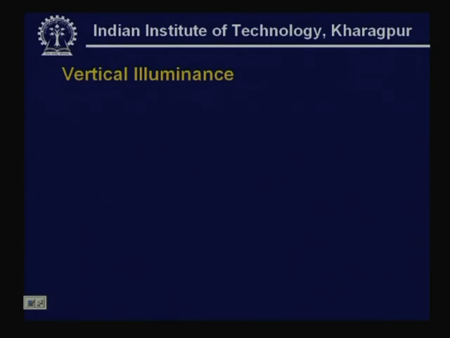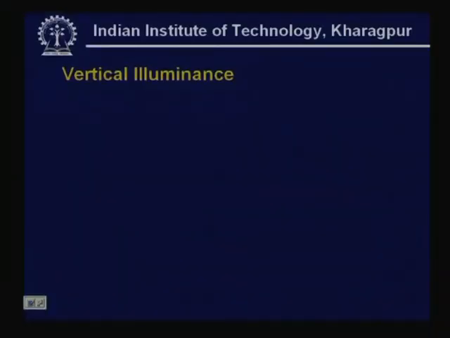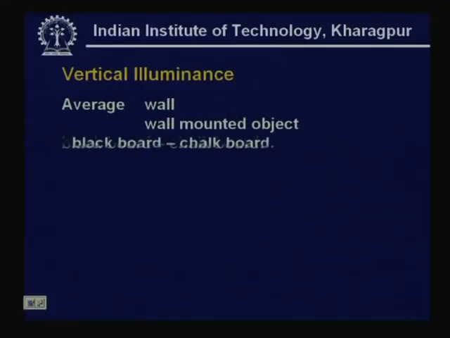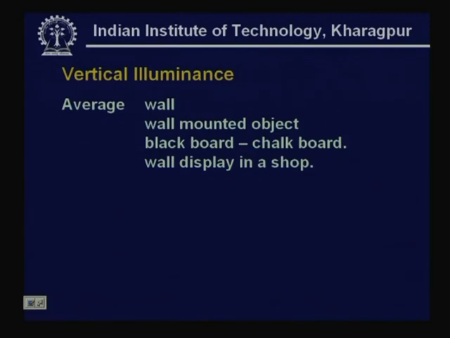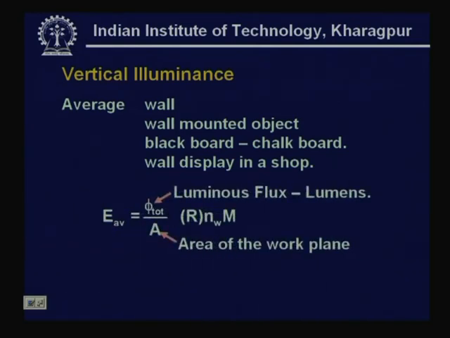Now, the next thing that needs to be considered is the vertical illuminance. We said there are applications, especially outdoor applications, and indoors when you are looking at a blackboard, where you need this. So, this could be to look at objects on a wall, a blackboard, or a display in a shop. That is where it becomes relevant.